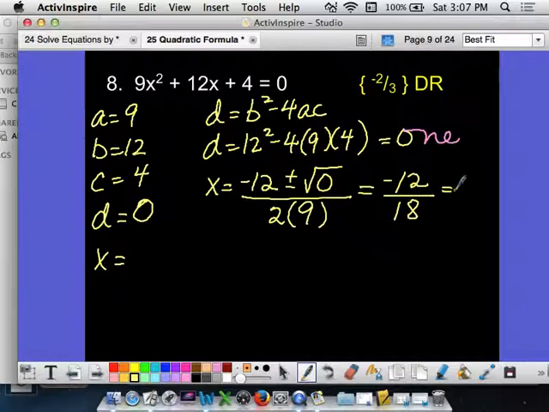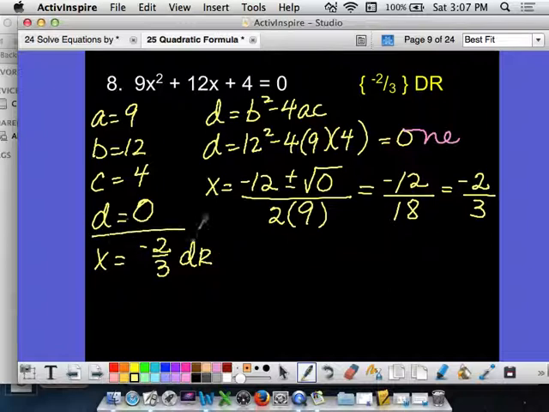And of course, we always reduce a fraction. 6 will go into -12 twice. 6 will go into 18 3 times. So my answer is -2/3. And we usually write dr for double root. Double root. If I were to factor that, this is the answer I would get twice.